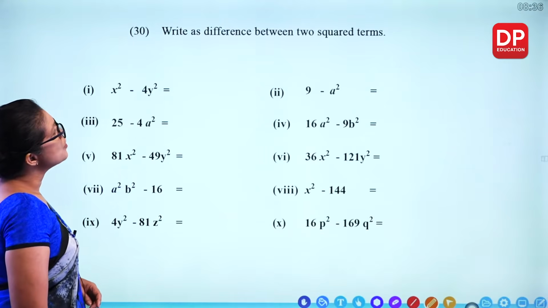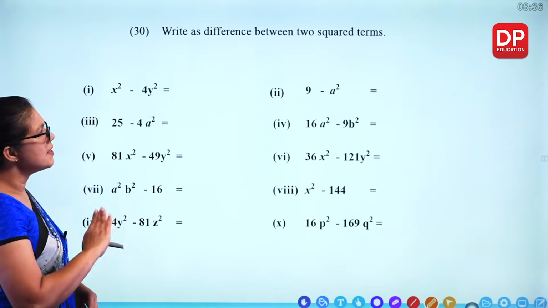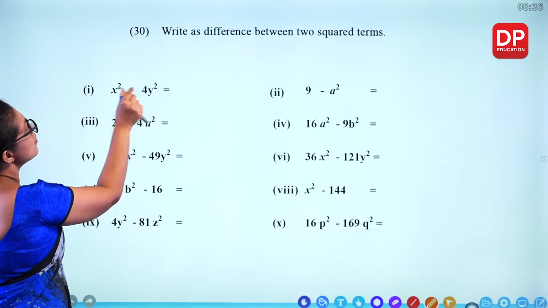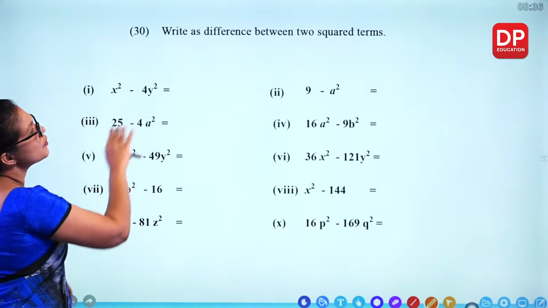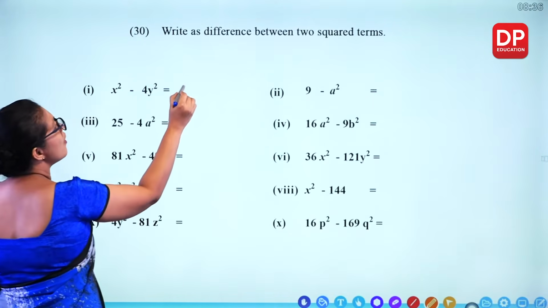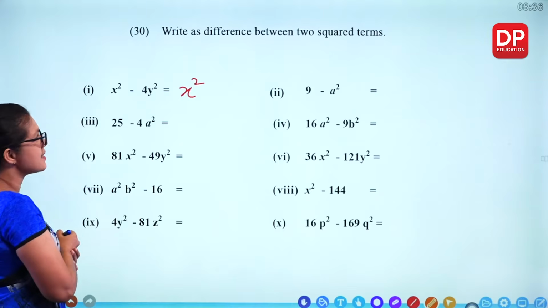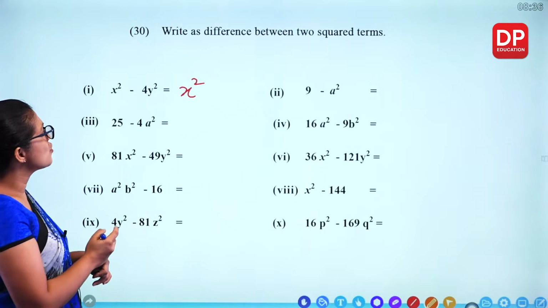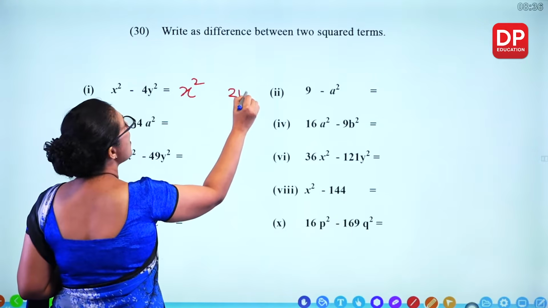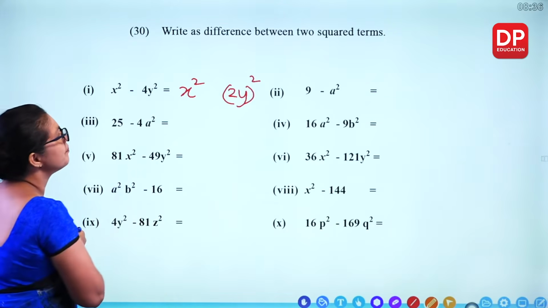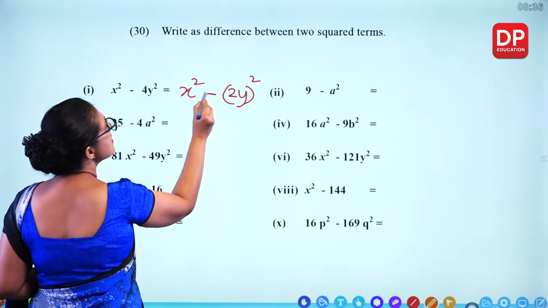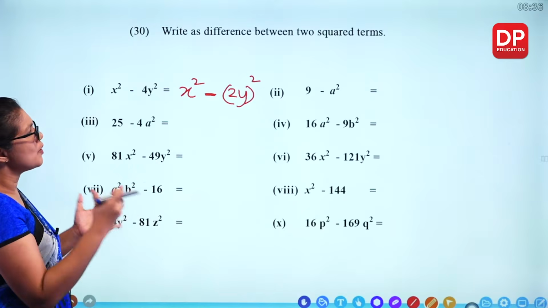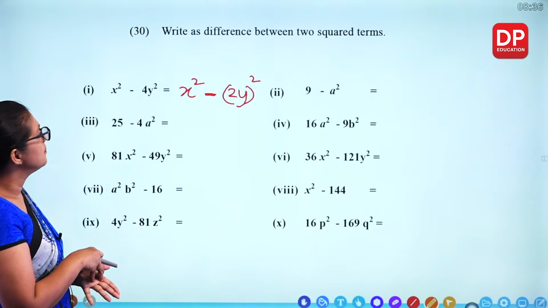Write as difference between two square terms. Difference means subtraction. You have given two expressions and both we need to write as square terms. x squared, already a square term, you can write as it is. Minus 4y squared, we did that before. 4 is 2 times 2, so I can write 2y whole thing squared. So difference between means this is negative. So two square terms with minus sign in the middle.